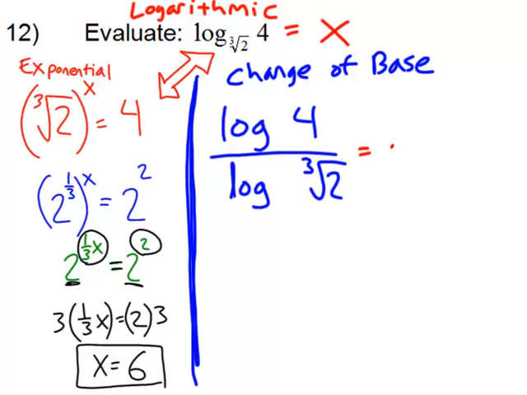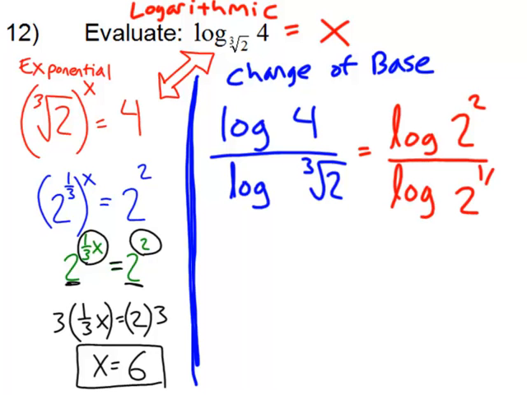So, let's rewrite the top. This should feel, by the way, like it has some parallels to the first method we tried. We will once again take that 4 and rewrite it as 2 squared. We will once again take that cube root of 2 and rewrite it as 2 to the 1/3 power.